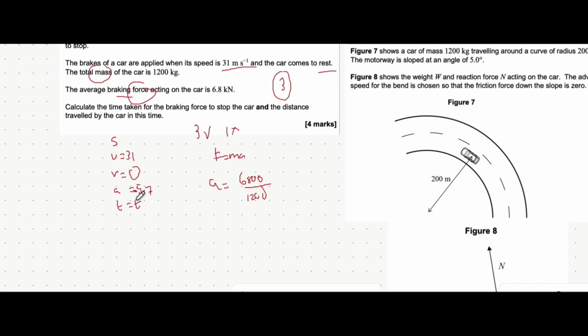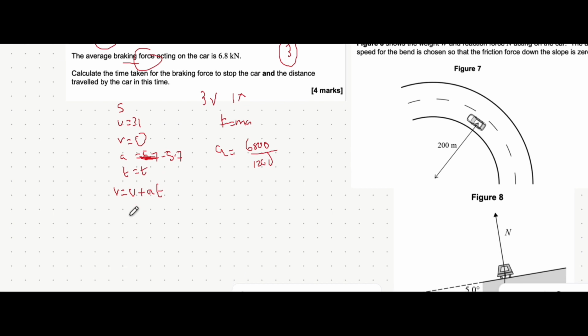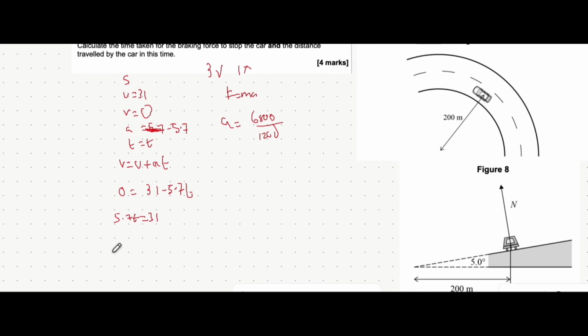How do we find the time taken now? Well, the equation linking v, u, a, and t is v equals u plus at. Substituting the values into this equation, we get 0 is equal to 31 minus 5.7t. Add 5.7t to both sides, so 5.7t is equal to 31. And then divide both sides by 5.7. And that gives you that t is equal to 5.5 seconds.